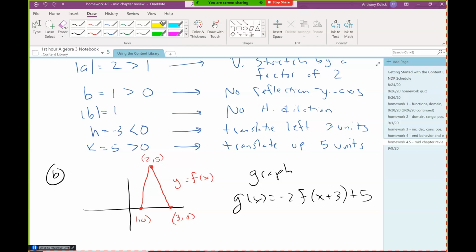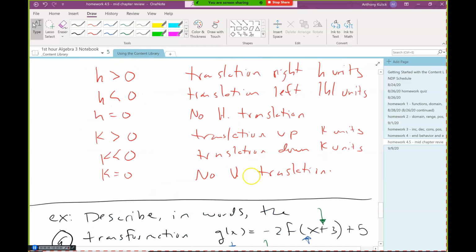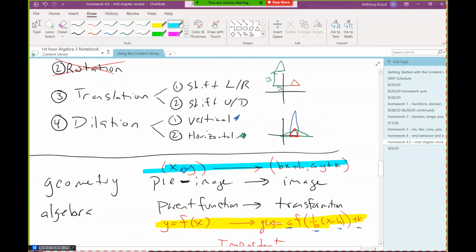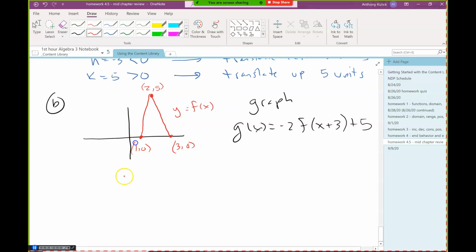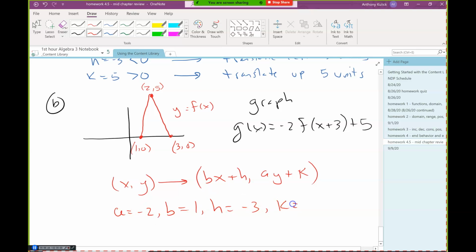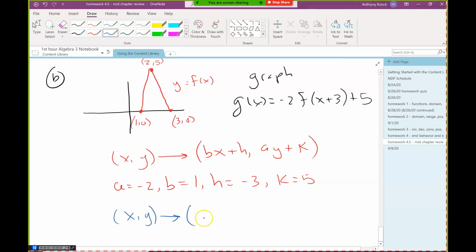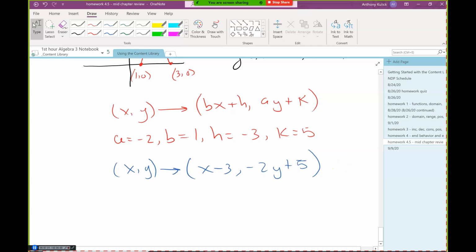So to do this, I'm going to use the transformation map form from our geometry class. So remember how up here, I'm going to use that as my tool. Okay? So we have (x, y) goes to (bx plus h, ay plus k). Now from before, we knew b was 1, h was -3, and k was 5, right? So if I fill those in, my map is that. Everybody's okay there?